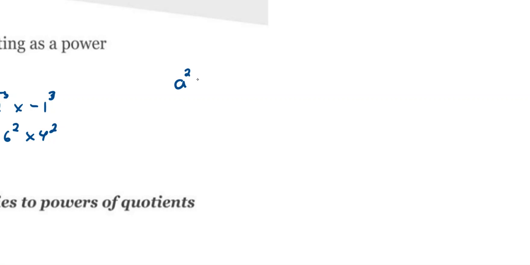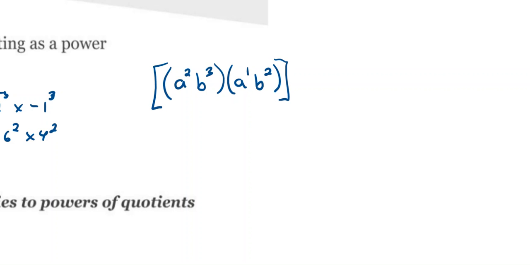Okay, can you guys write this one down with me? Okay. Squared b. In the end here, guys, this is going to be a to the power of something times b to the power of something. So you guys need to figure out what those two numbers are.